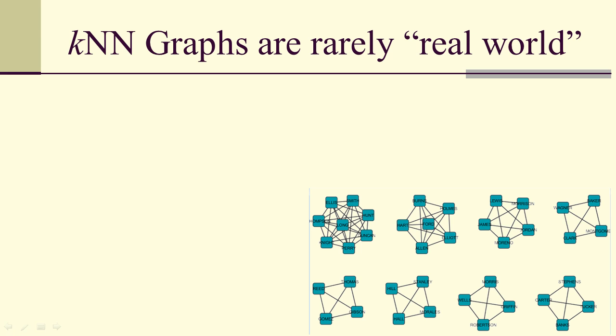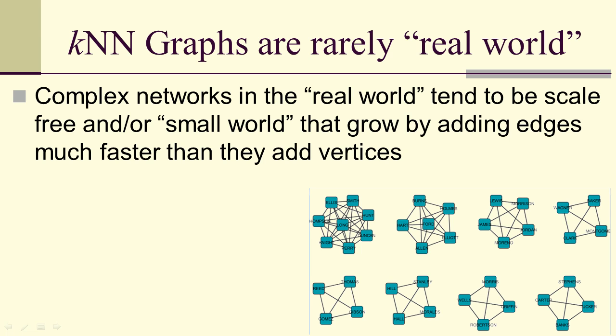Well, k-nearest neighbor graphs are rarely, quote, real world graphs. Complex networks in the real world tend to be scale free or small world, and they grow by adding edges much faster than they add vertices.